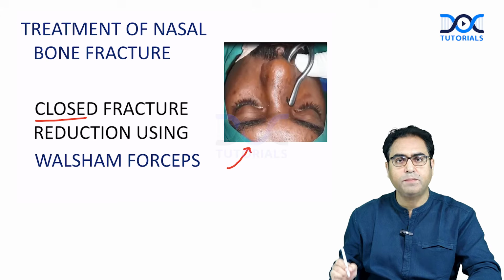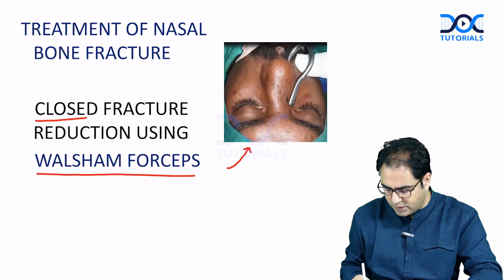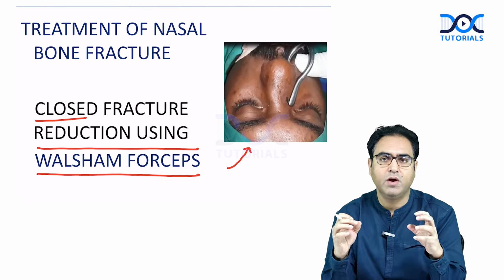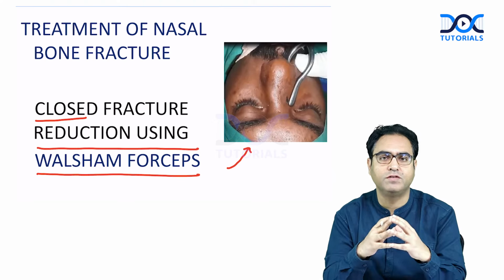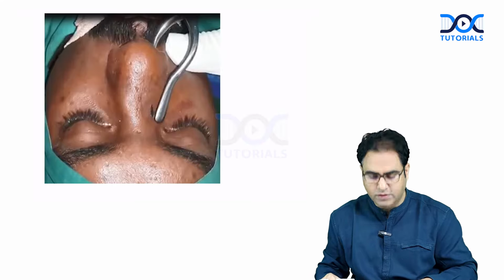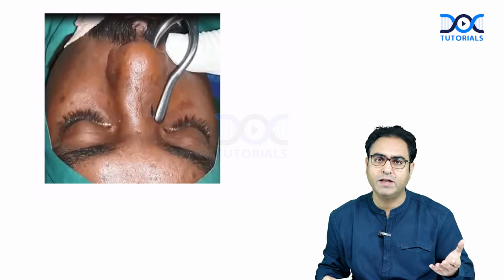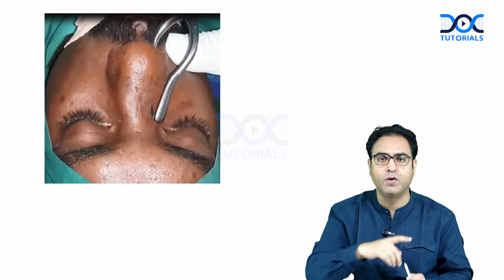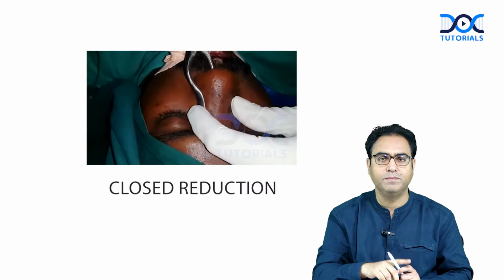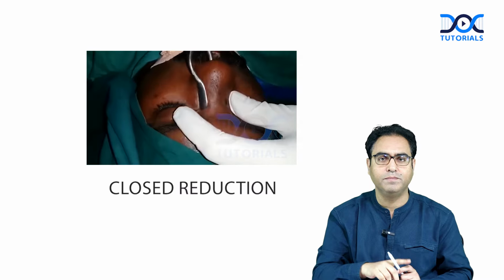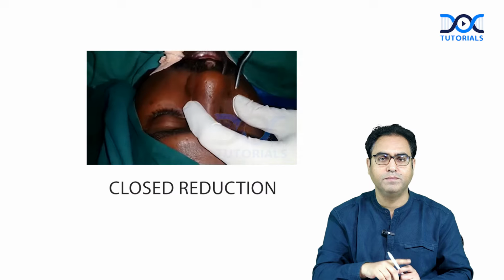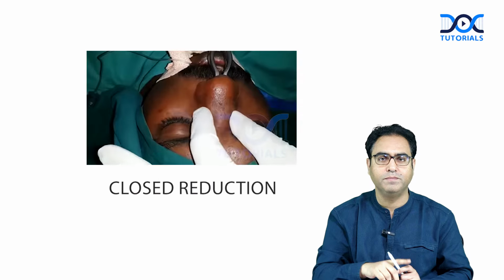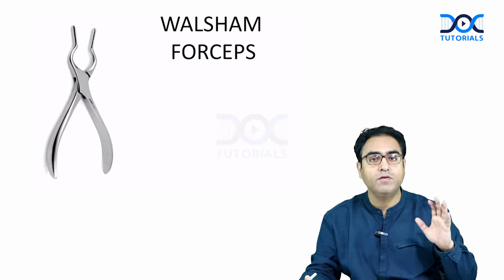Now, there is a forceps name you need to remember. The name of the forceps is Walsham forceps. So, the treatment is closed fracture reduction of the nasal bone using which forceps? Walsham forceps. Now, my dear friend, this is the Walsham forceps being used. One prong inside the nasal cavity, one prong on the skin, and you manipulate the bone back to the original position like this. See the video clip. This is the Walsham forceps.